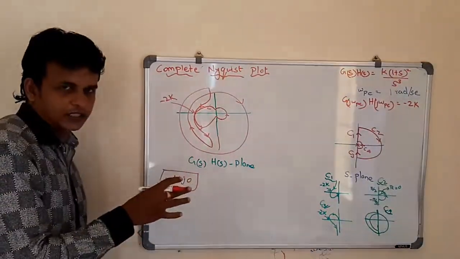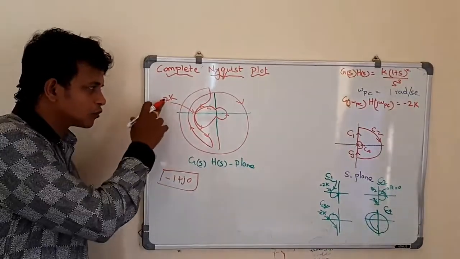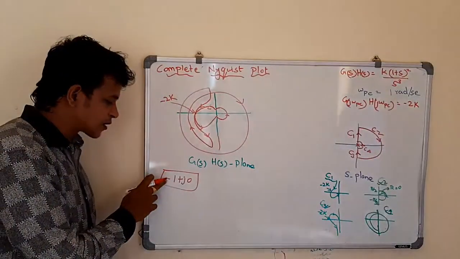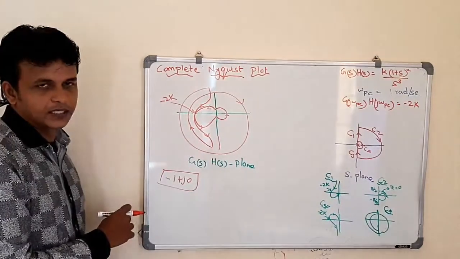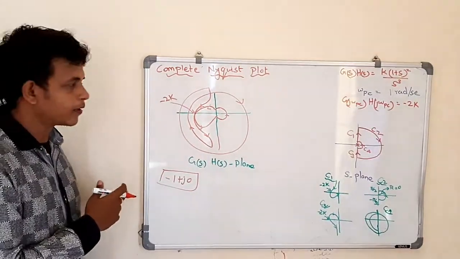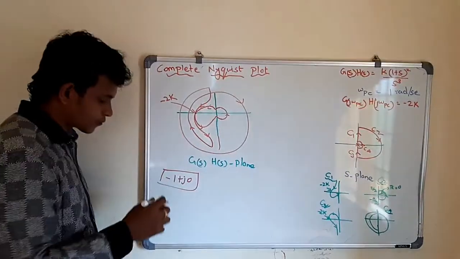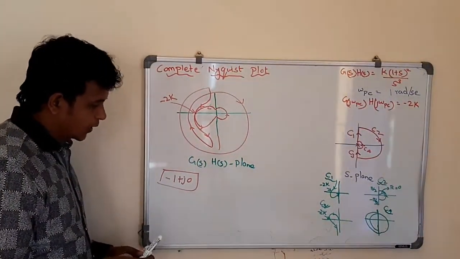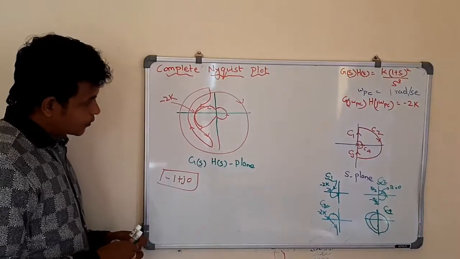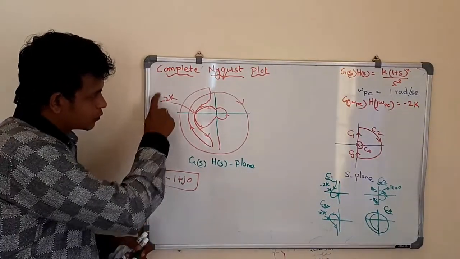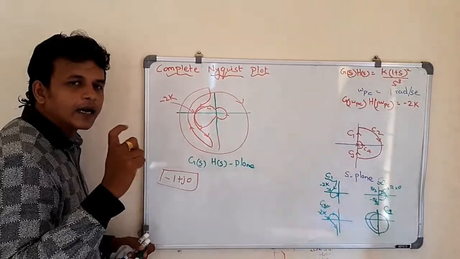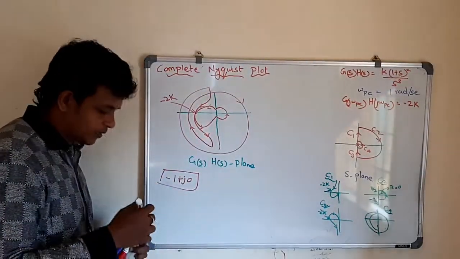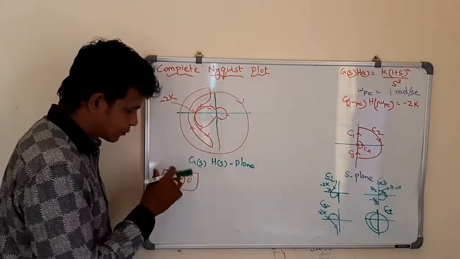So what should be the proper value of K so that there is no encirclement around this point minus 1 plus j0? That is what we are going to determine. Here, minus 2K, minus 1 plus j0, to find the maximum value of K. So why this minus 1 plus j0 point? That question also has to be answered.